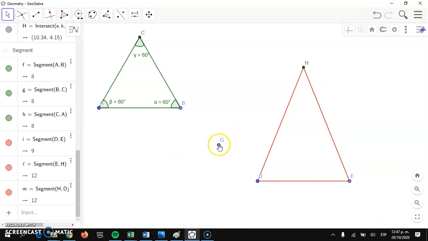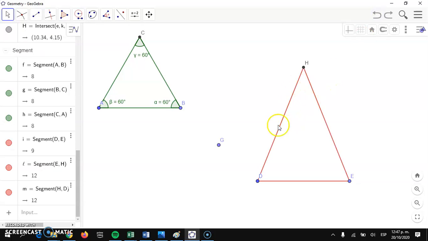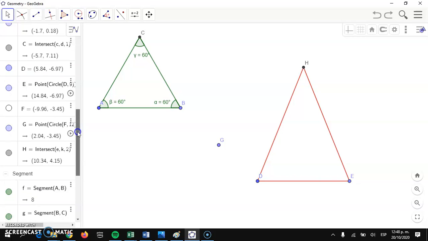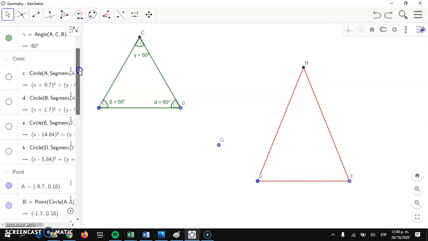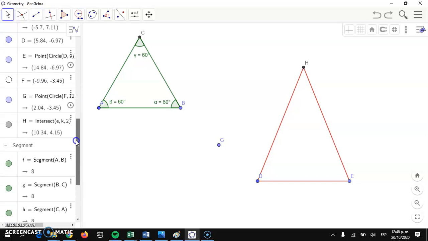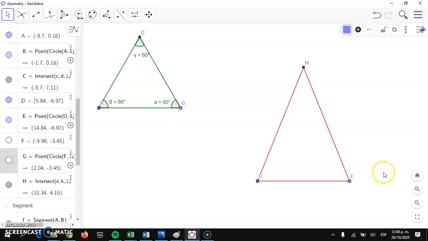So it's no longer in here because I don't need it anymore. Remember that when something like this happens, you can go back by using the redo arrow. So I'm going to move the point G because I don't need it, so I'm not going to show that. That's it. This is our isosceles triangle.